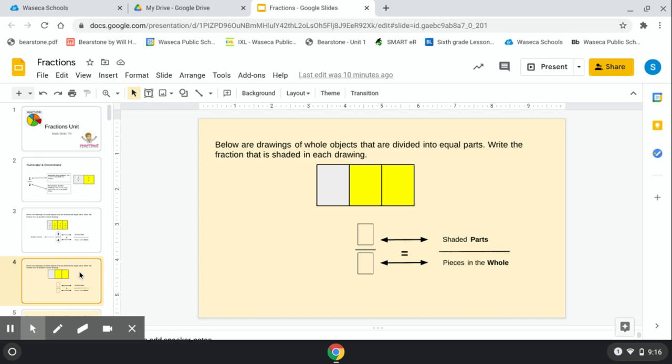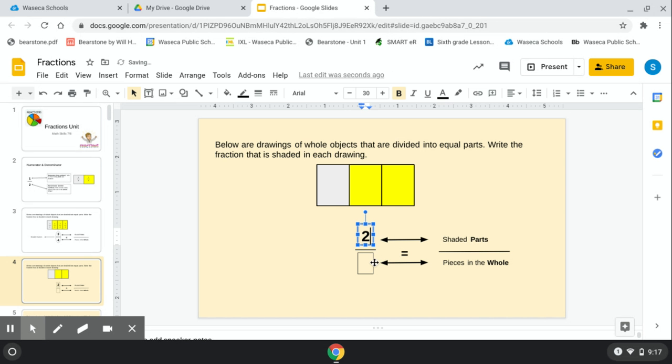So let's try a couple of these together. We are going to write the fraction that is shaded for this drawing. So the top number, our numerator, is our shaded parts. How many of these are shaded yellow? 2 of them are shaded yellow, so we can put a 2 for our numerator, or our top number.